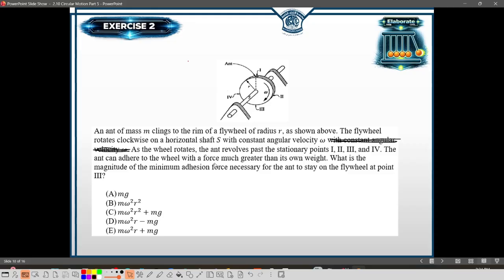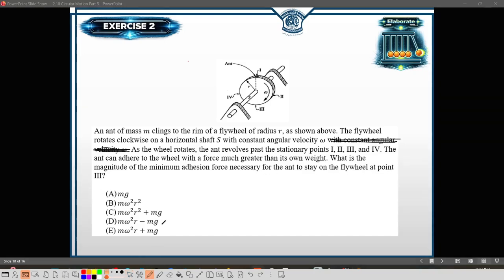Now again, same problem, same scenario, but this time the ant can adhere to the wheel with a force much greater than its own weight. What is the magnitude of the minimum adhesion force necessary for the ant to stay on the flywheel at point 3? So for the minimum force, let me rewrite the equation: the adhesion force minus the force of gravity makes up mv squared over r. Now, if we take the force of gravity to the right-hand side, we will get mv squared over r plus mg.